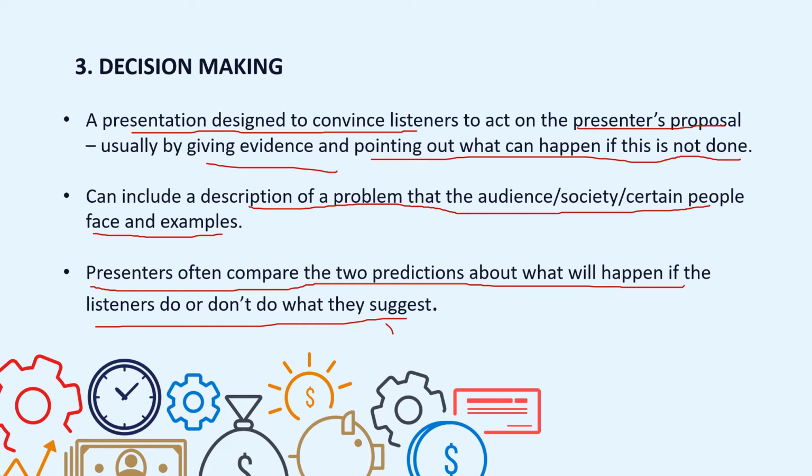Yeah, this type of presentation is usually to persuade the audience into making choices of which one is preferable. So it's actually making the audience think what is good and what is bad. Yeah, that is for decision making, by comparing two predictions of what will happen about that certain topic that the presenter is talking about. Yeah, thank you.